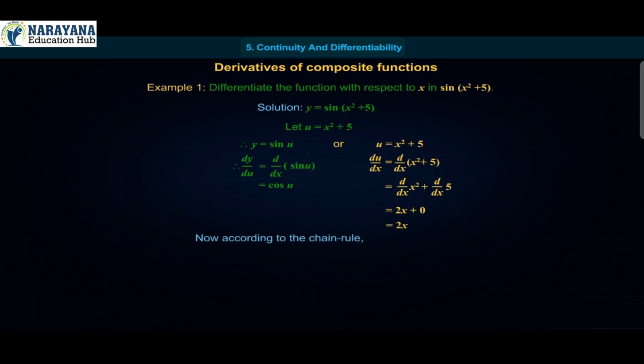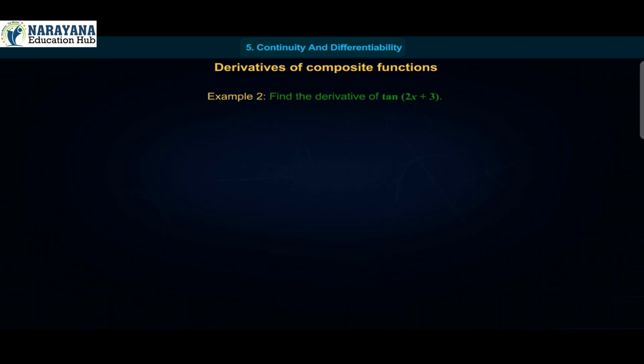Now, according to the chain rule, dy/dx is equal to dy/du into du/dx, which is equal to cos u into 2x, which is cos(x^2+5) into 2x, because u is equal to x^2+5. That is 2x cos(x^2+5).